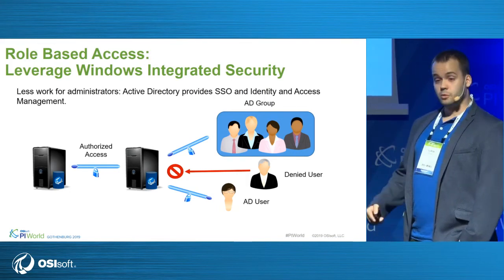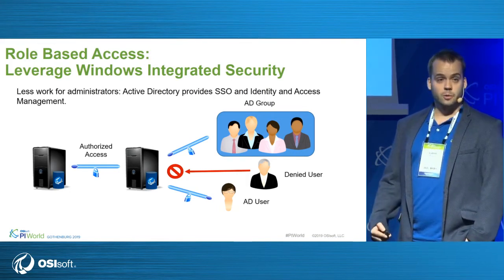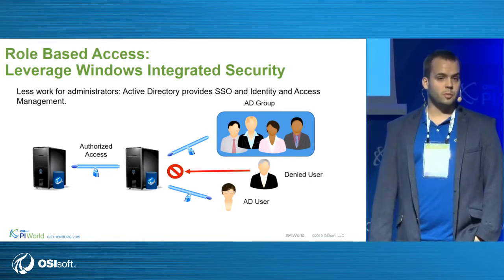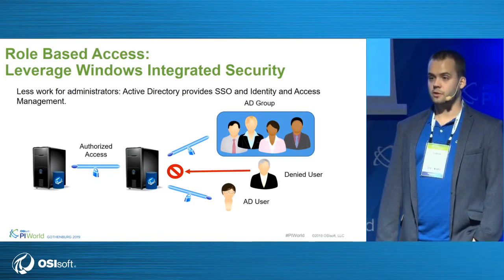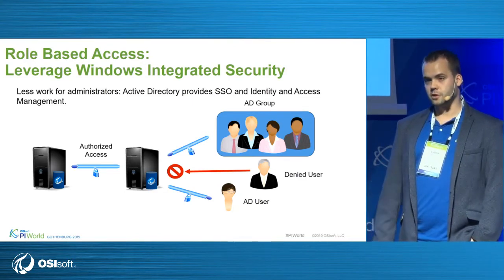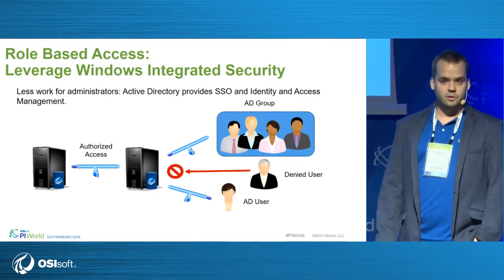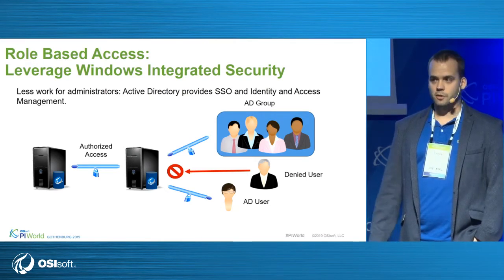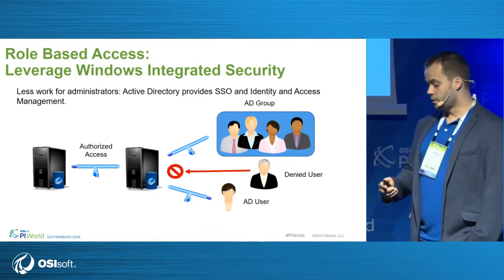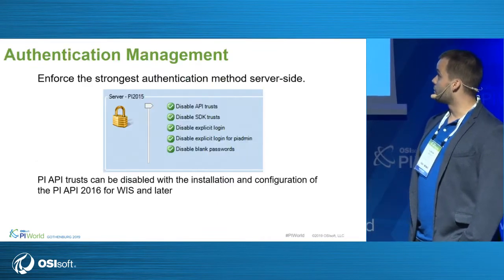So the best way to do it in PI is to actually enforce Windows authentication. So move away from the old PI Trusts and explicit login authentication methods and go for Windows authentication. There are many benefits to this, even though the initial implementation cost is quite high, because especially if you have to move away from existing PI Trusts, it's going to take some work. But once you finish, you get many benefits.